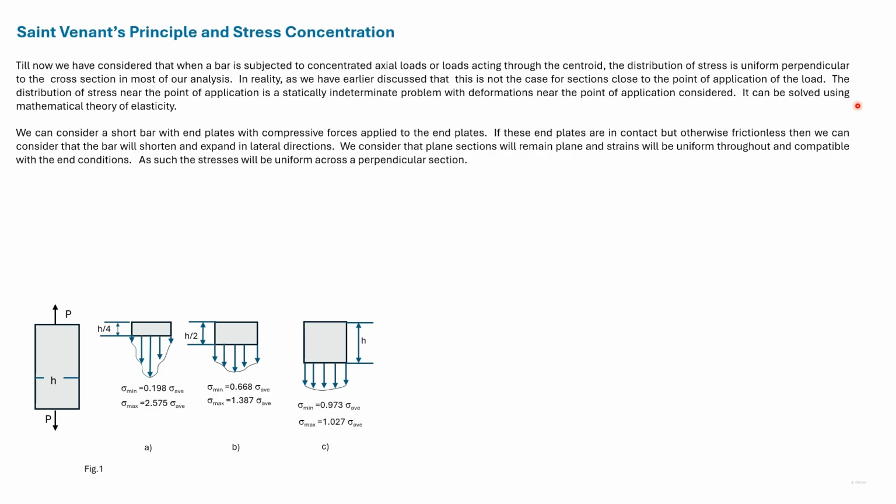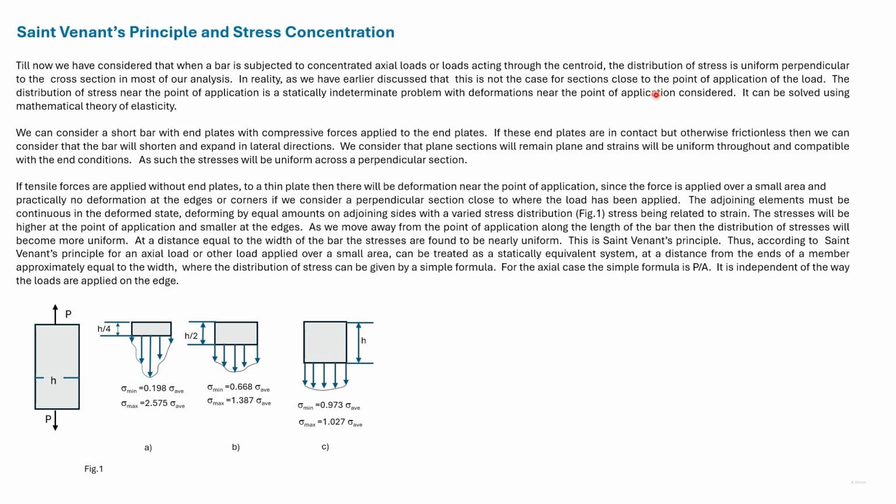According to Saint Venant's principle, for an axial load or any other load applied over a small area, we can treat it as a statically equivalent system at a distance from the ends of the member approximately equal to the width. The distribution of stress here will follow a simple law. In the case of axial loads, the law is P by A. The distribution is independent of the way the loads are applied at the edge.